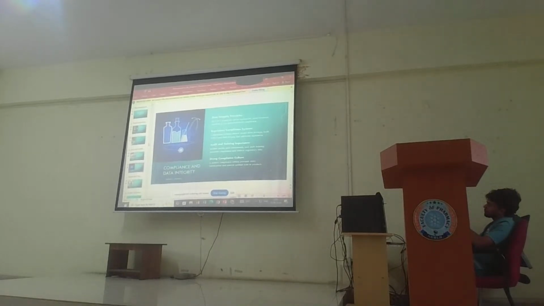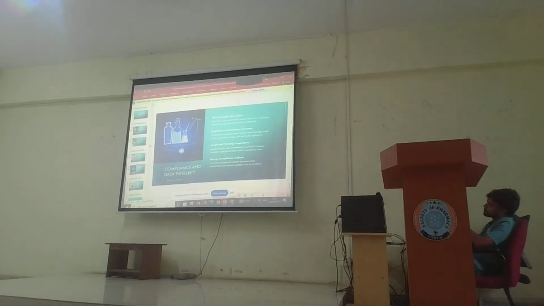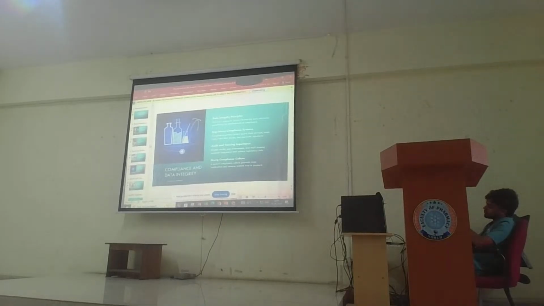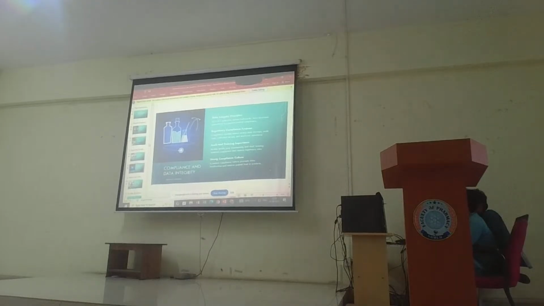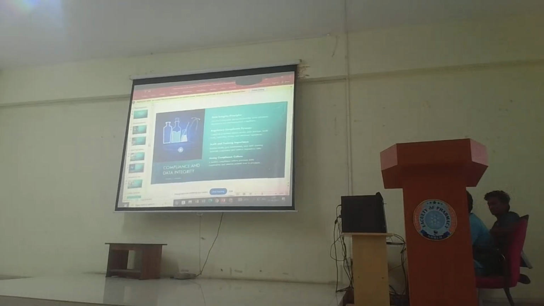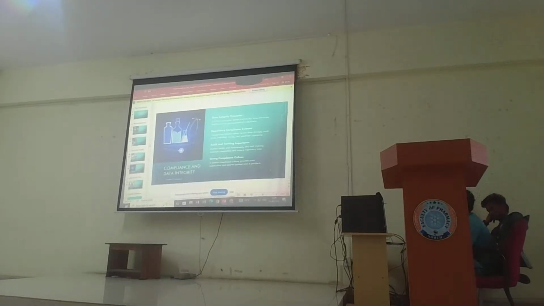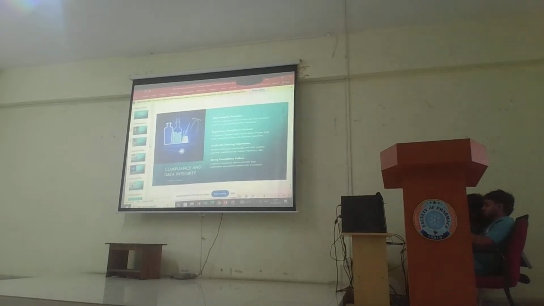Yeah. So compliance and data integrity. So quality consideration within the fifth slide is the fifth slide. So compliance of data integrity principles.